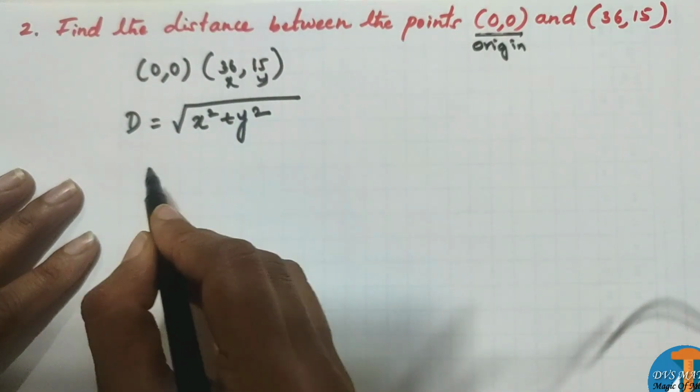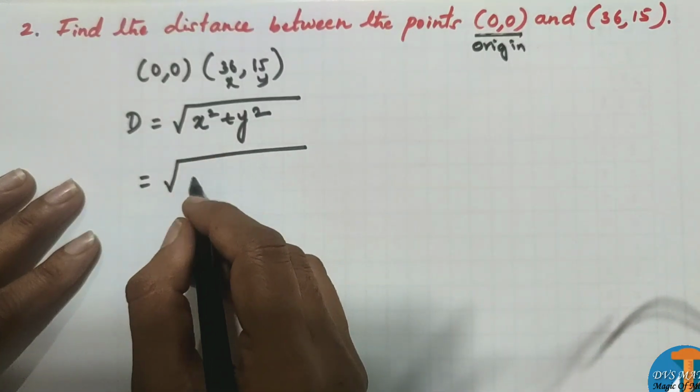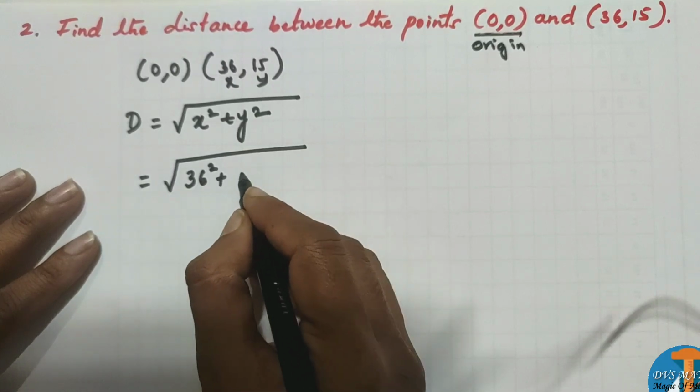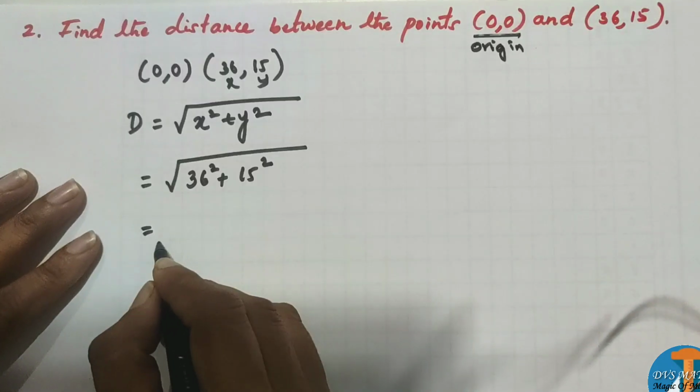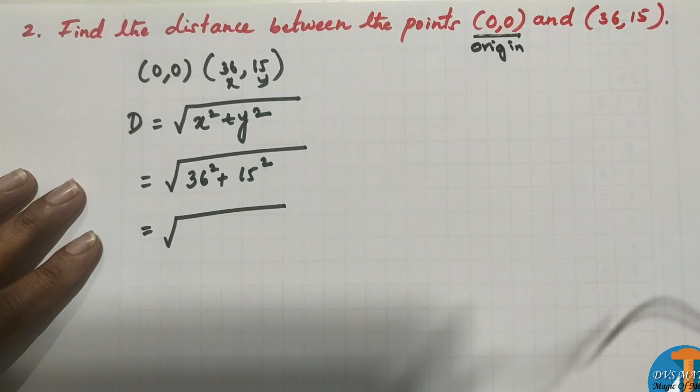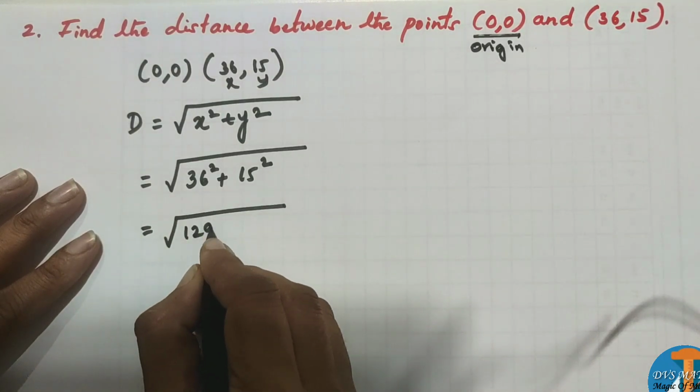This is x, this is y. Write the answer. So x square means it is 36 square. Y square means it is 15 square. What is 36 into 36? So if you multiply 36 into 36, you will get 1296.